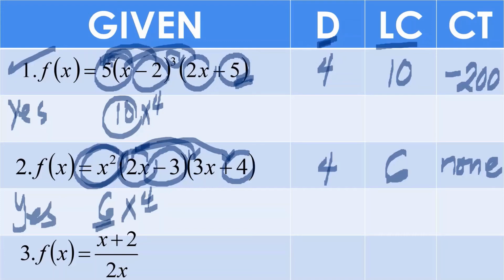So no constant term. Number 3 example, by examining this, we can see that there is a variable in the denominator, so it's not a polynomial. No need for us to solve this because number 3 is not a polynomial.